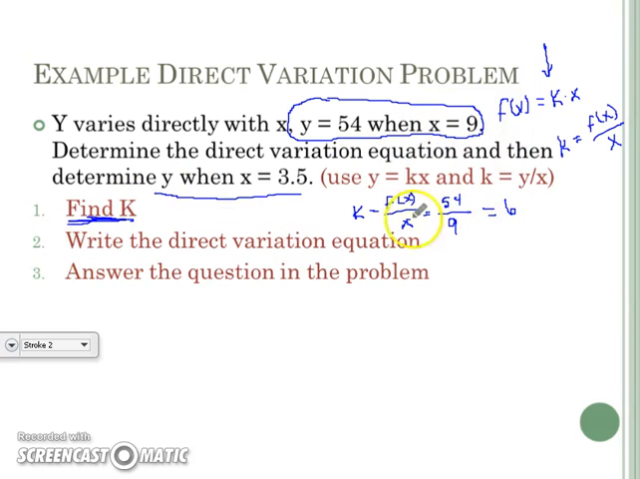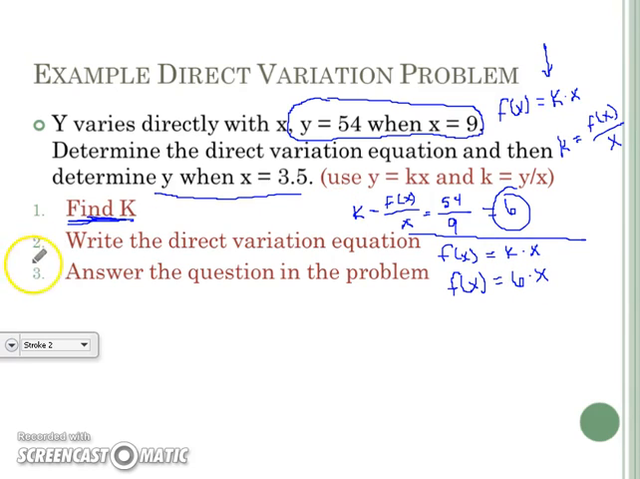This next step, write the direct variation equation. We're just using this f of x equals k times x. Well, k is our constant value. We already found k. K was 6. So the equation we want to use is f of x equals 6 times x.